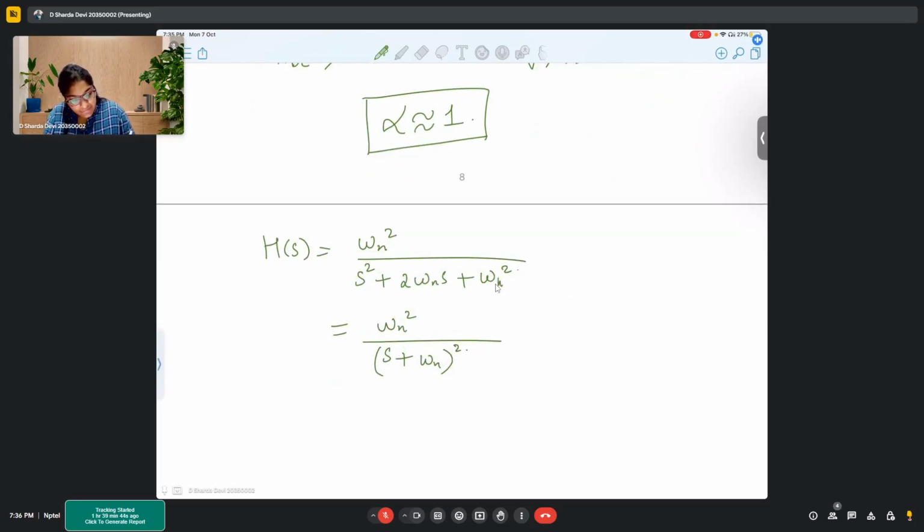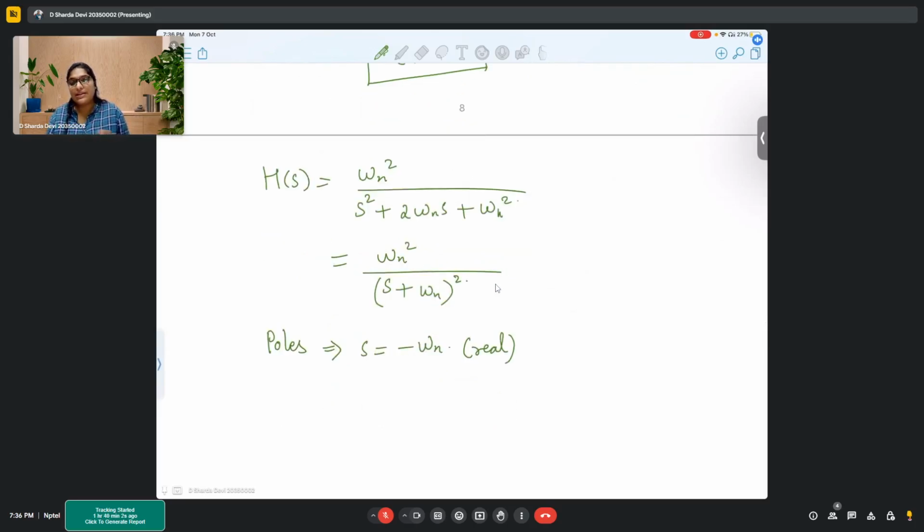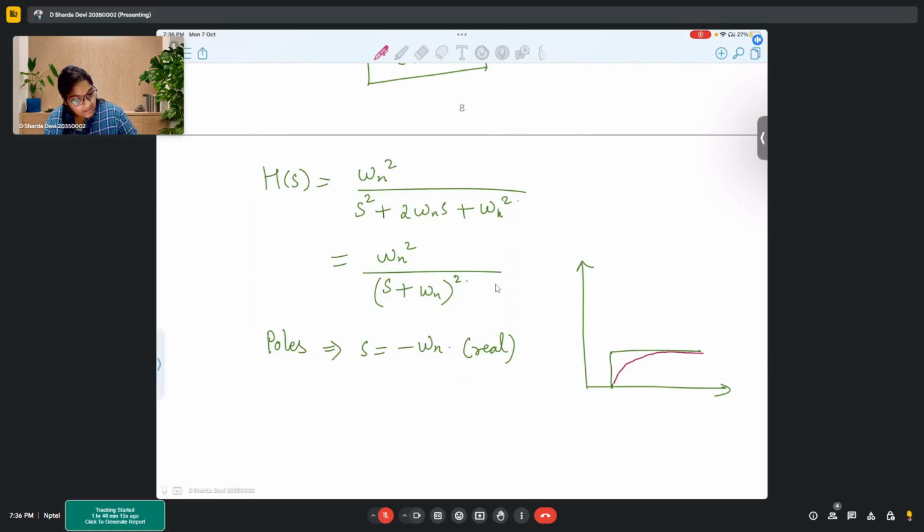So here we are left with poles at s equal to minus omega n. So we have two poles which are real and in the negative s plane. When we have two real poles in the negative s plane, then we know how our output becomes an overdamped system, right? This we discussed earlier also. So this is your output and this is your input.